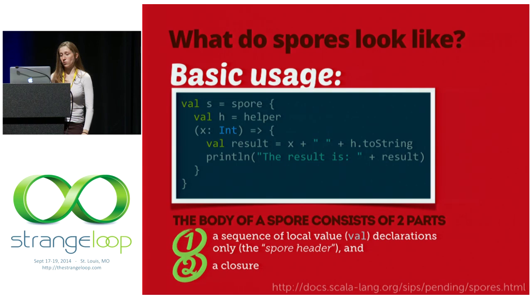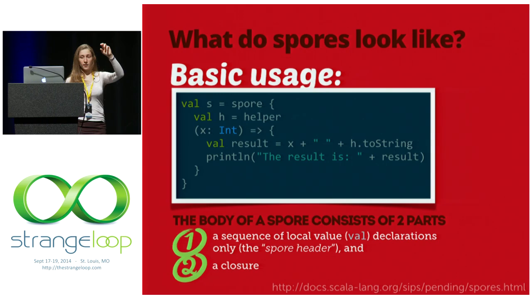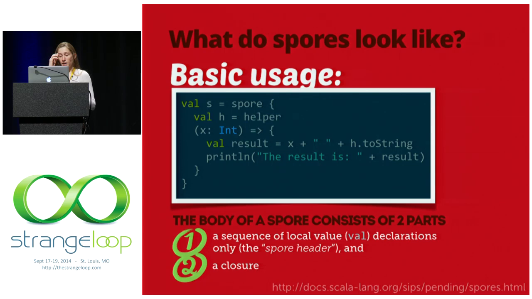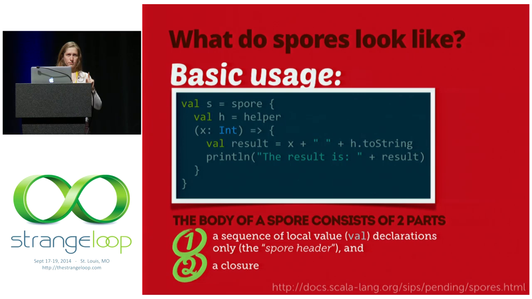There's a literal form for writing these things, but this is sort of how it looks in a macroscopic sense. So there's the spore header at the top. And then this function in here, this int to whatever val result println, and so on, is the actual closure. And everything inside of that closure can only refer to the environment. If it refers to anything else, it doesn't compile. You can't serialize it, basically, unless it's a top level object that's publicly accessible on every machine. That's an exception.